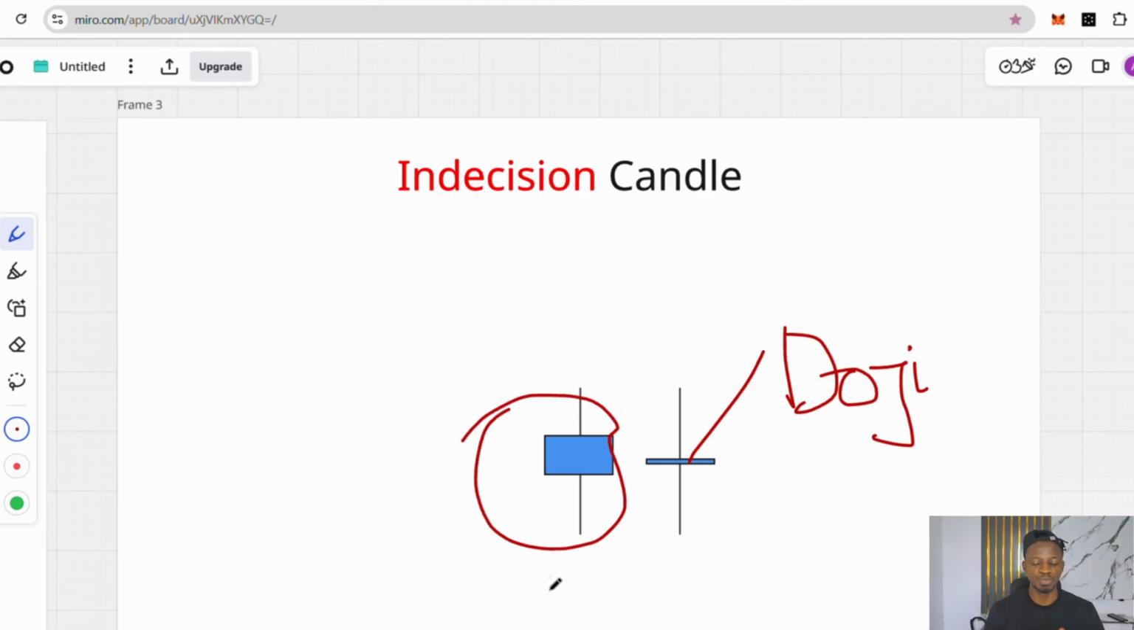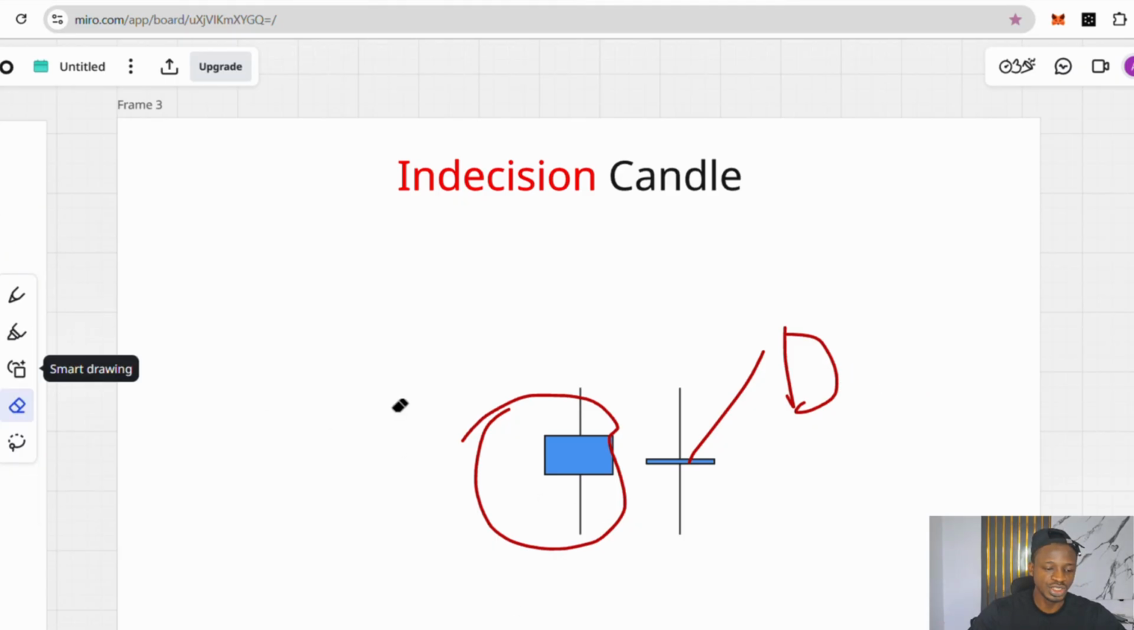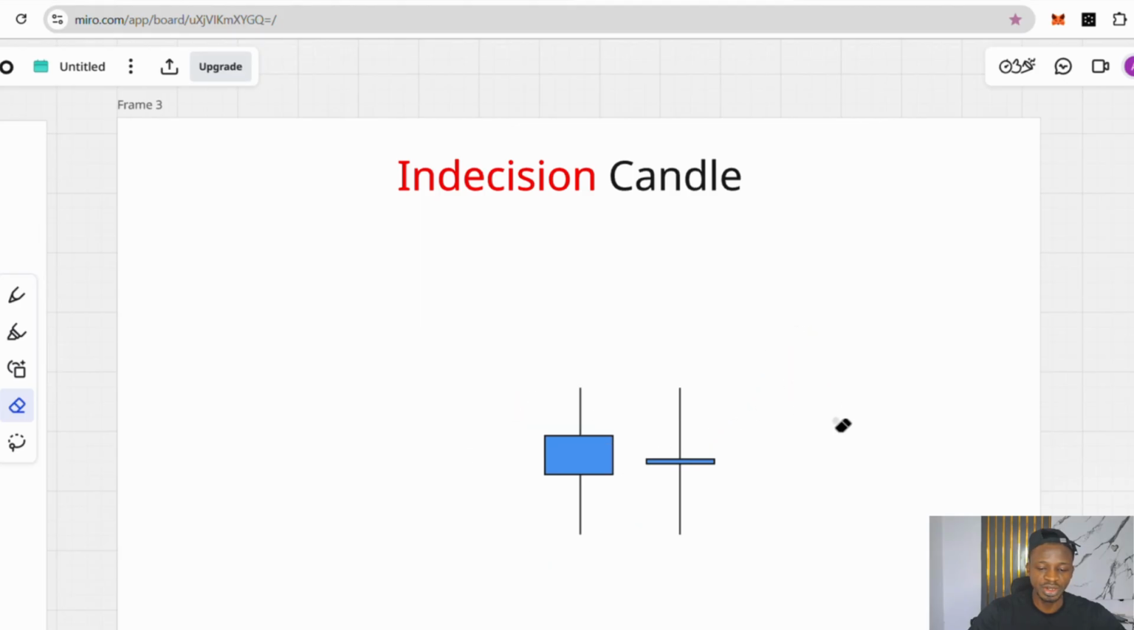You understand? To be on the safer side, you wait until there's a major breakout from this zone. You understand? Or a major change of character, as it is known in the smart money concept trading. So you want to wait until you see a major breakout.